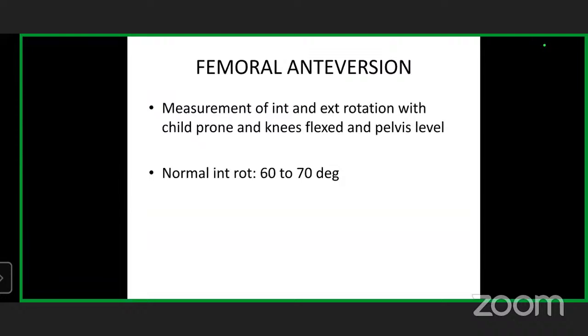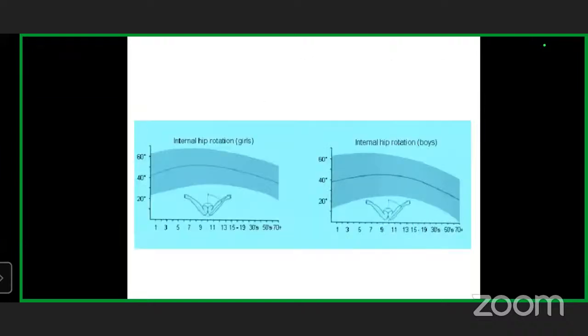To localize everything, the next step is femoral anteversion. Staheli has described it as a measurement of internal and external rotation with the child prone, knees flexed, and at the pelvis level. Normal internal rotation is 60 to 70 degrees. Whenever the internal rotation is more and the external rotation is less, it indirectly means there is excessive femoral anteversion. This is the normal hip internal rotation in girls and boys.